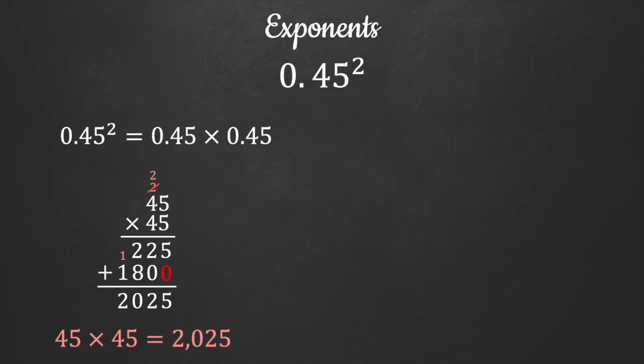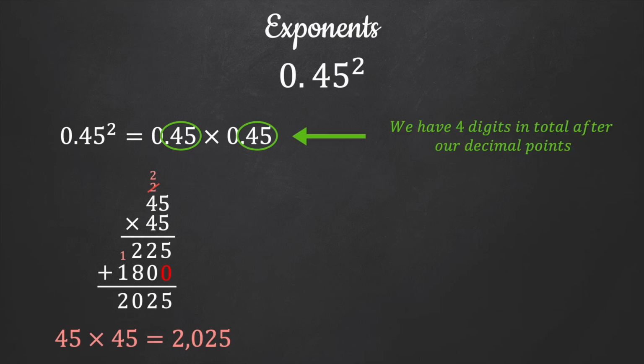So we're going to look at 45 hundredths times 45 hundredths. And the first thing we want to do is see how many digits we have in total after the decimals. So here we have 2 digits. Here we have 2 digits. So in total, we have 4 digits after the decimal points. So we're going to write our answer here, which was 2025, and put a decimal at the very end because whenever we have a whole number, the decimal goes at the end.